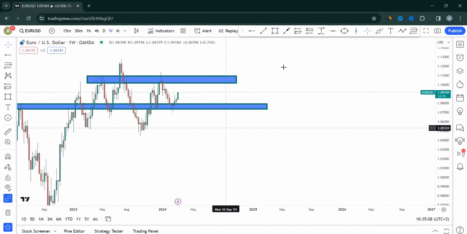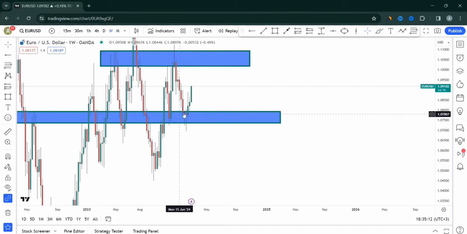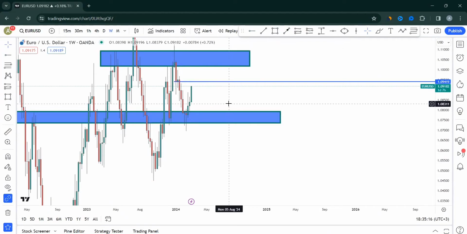Now, when you come to the weekly time frame, what do we have? In the weekly time frame, we have a market losing momentum, and now we're looking for this neckline area here. Are we together? So the market is approaching this neckline area.